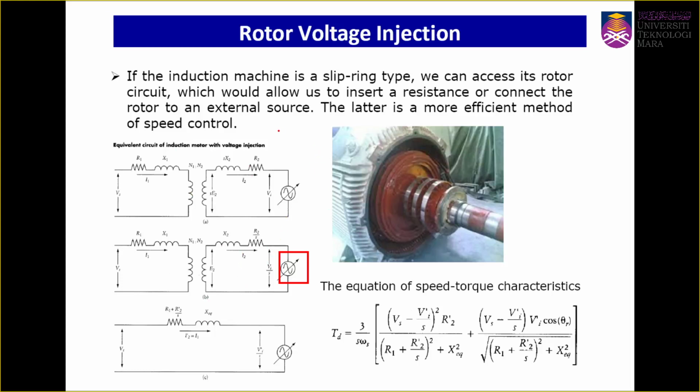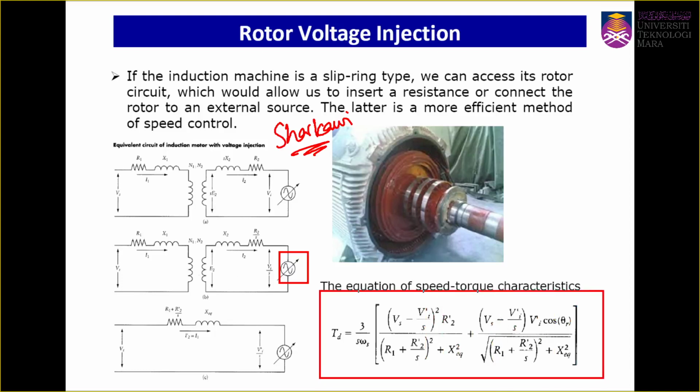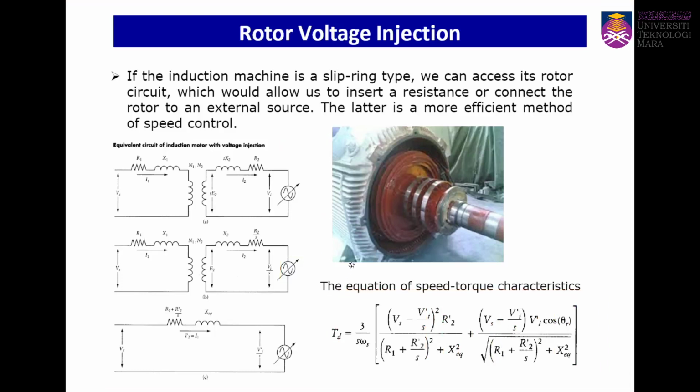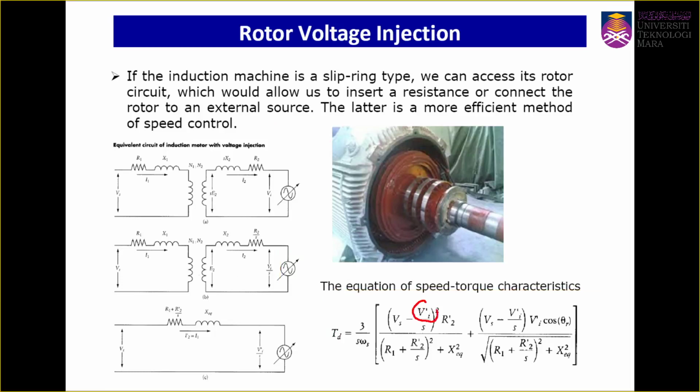You can refer to Sharkawi's book. There's a long derivation of how you get to that top equation there. Finally, you have this equation of the speed-torque characteristic with the injection. This is the injected supply, the rotor voltage injection supply, VI. We also have the VI here. So by controlling the voltage injection, you can change the torque or the speed of the motor.